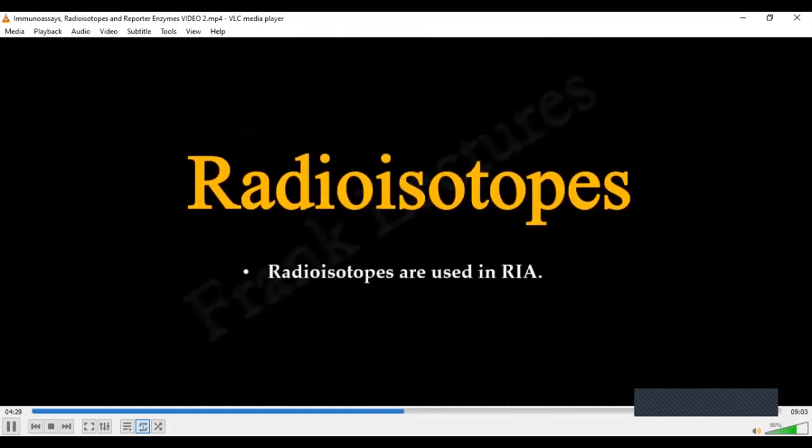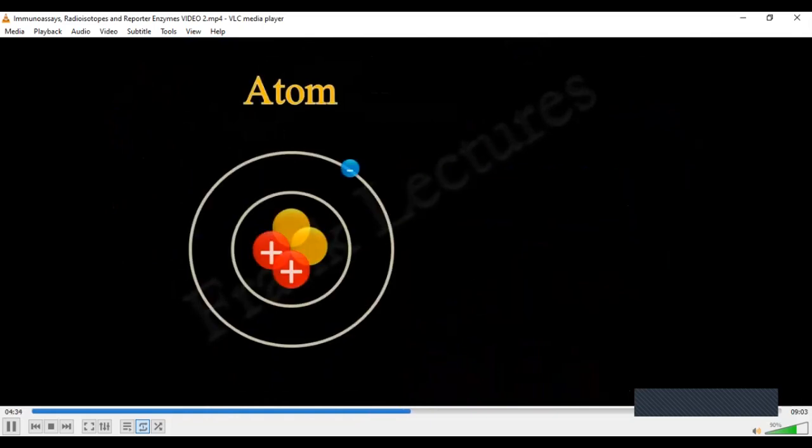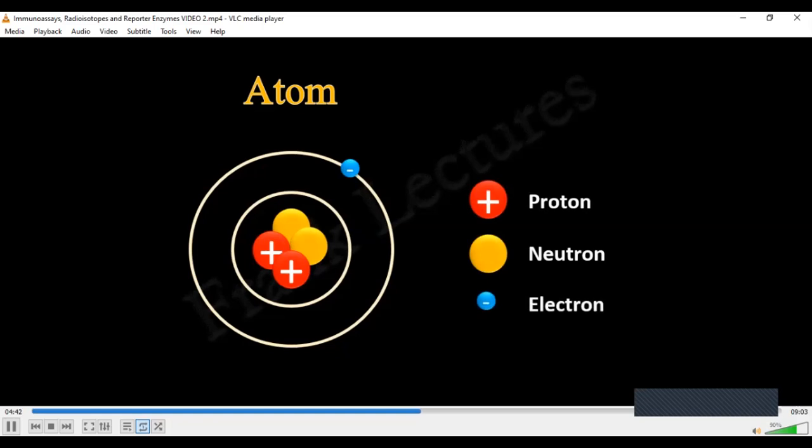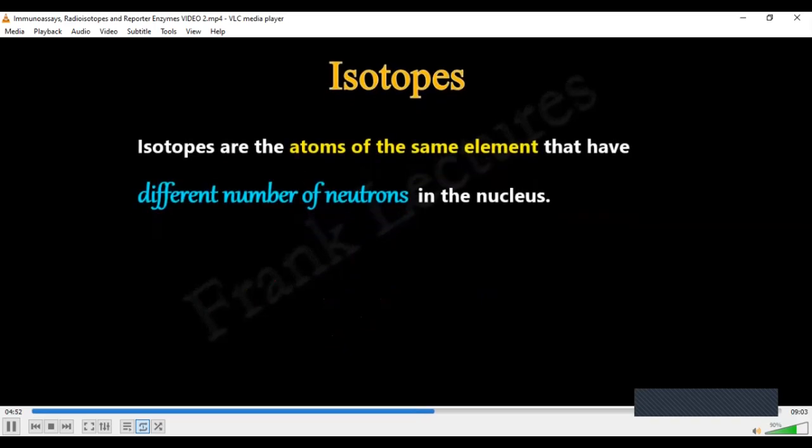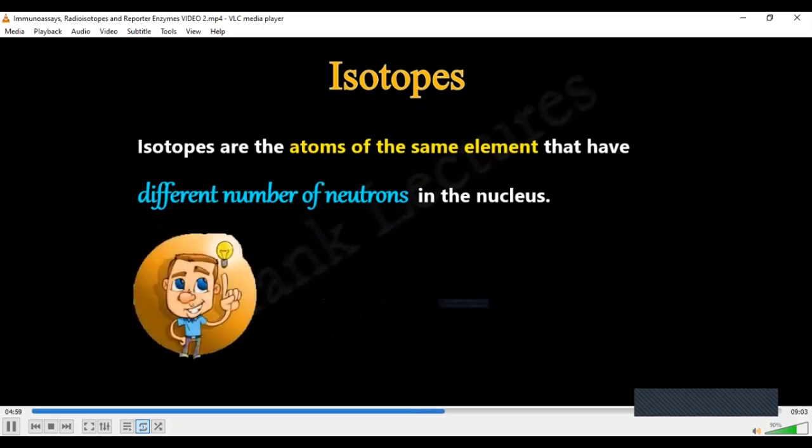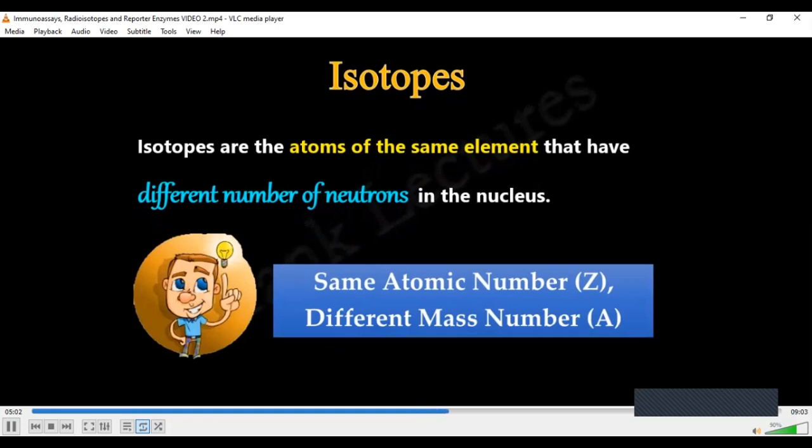Radioisotopes are used in radioimmunoassay. We know that an atom is composed of three subatomic particles, namely proton, neutron, and electron. The nucleus of an atom, which is made up of protons and neutrons, together make the mass of the atom. Isotopes are the atoms of the same element that have different numbers of neutrons in the nucleus. That means isotopes of the same element have the same atomic number, but different mass number.